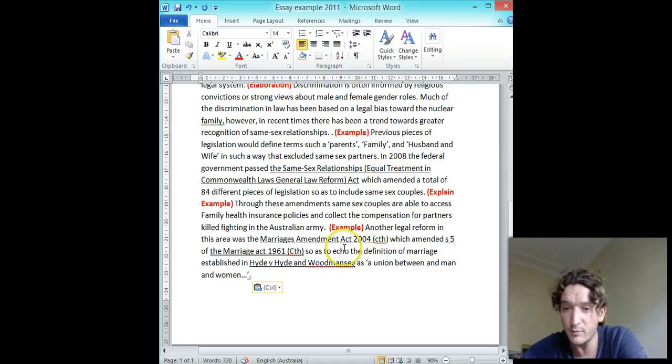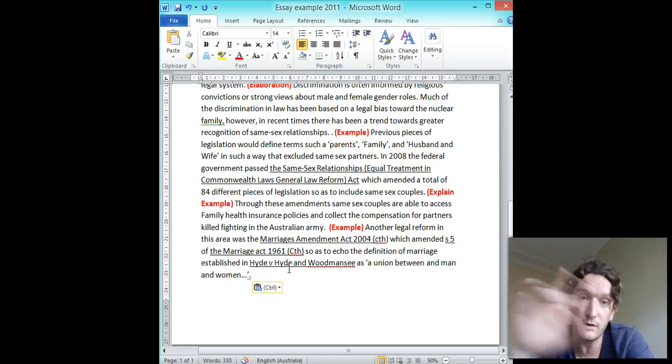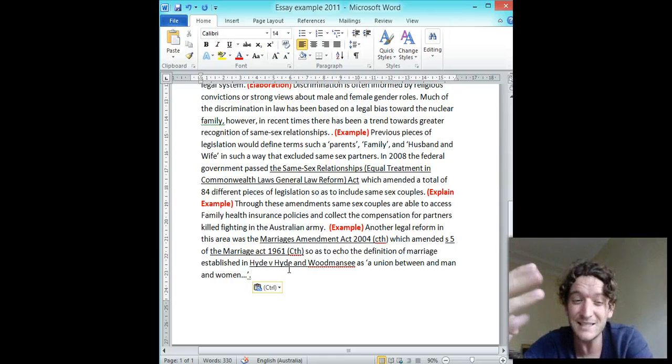So in this example, I'll move very quickly. Another legal reform has been the Marriage Amendment Act 2004, which echoed the definition of marriage established in Hyde and Woodmansey, which is a union between a man and a woman. Here we are, we've got statute in, and now we have common law in, and you'll know from previous videos you need statute, common law, and media study, and international law if you can get it in, if you're going to get a top band response.